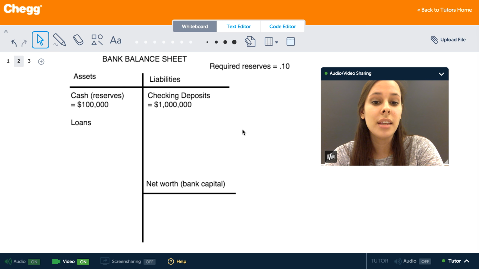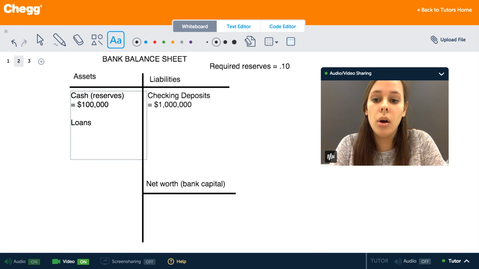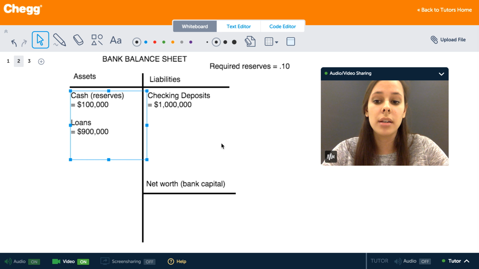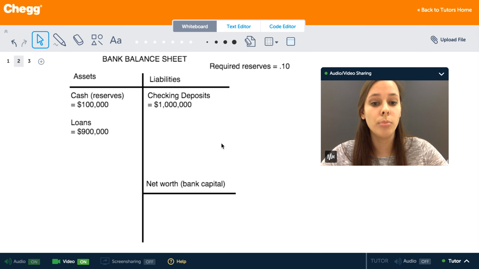And again, these required reserves are there to ensure that a bank can meet all of the checking deposit withdrawal liability. So when you go to your bank and you want to withdraw money, they have the cash on hand to be able to meet that liability. A bank then will loan out all the money that is not in their required reserves. So a bank's loans outstanding would be $900,000. Now, a bank doesn't have to hold just the required reserve. If a bank wants to, it can hold more cash and therefore have more reserves.